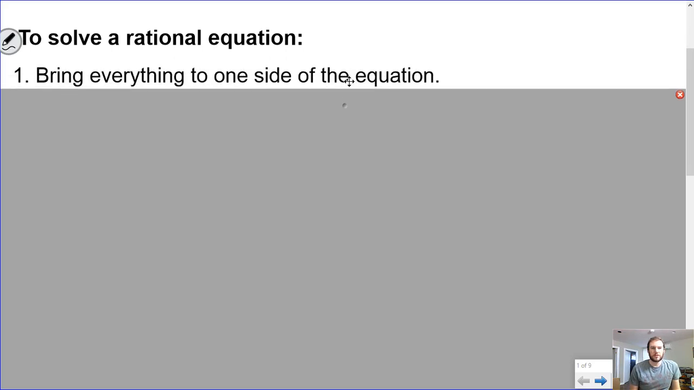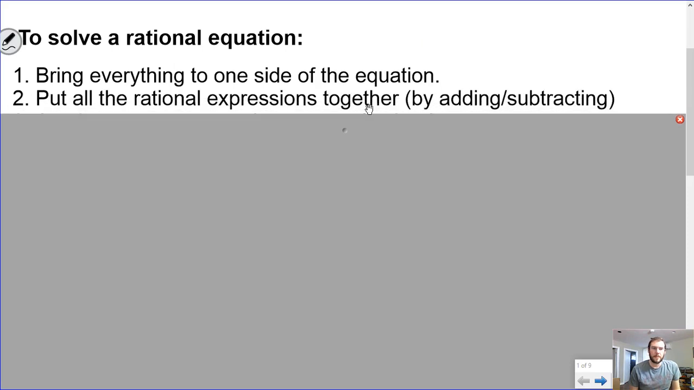To solve a rational equation, the first thing we have to do is bring everything to one side of the equation. And that's not just variables, that's everything. What we want to do is take the equation and set it equal to 0. Put all the rational expressions together.